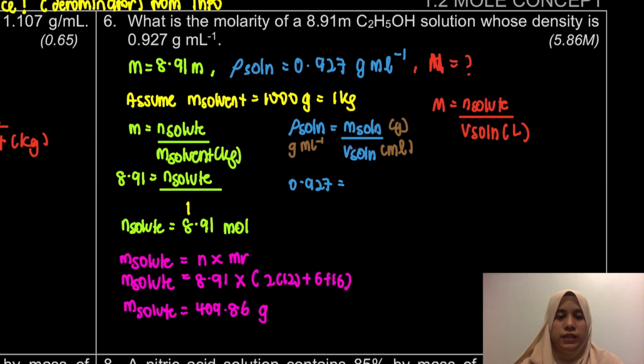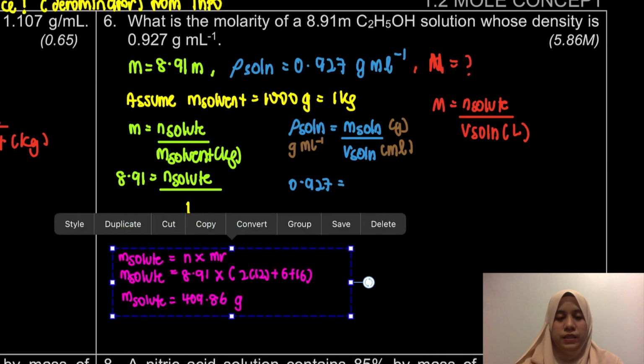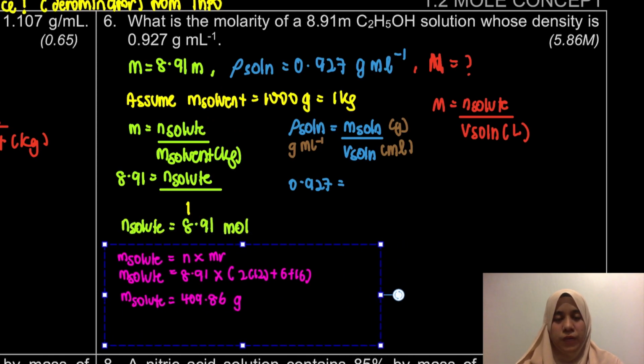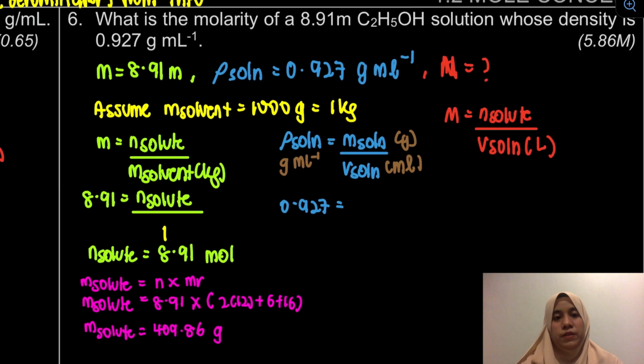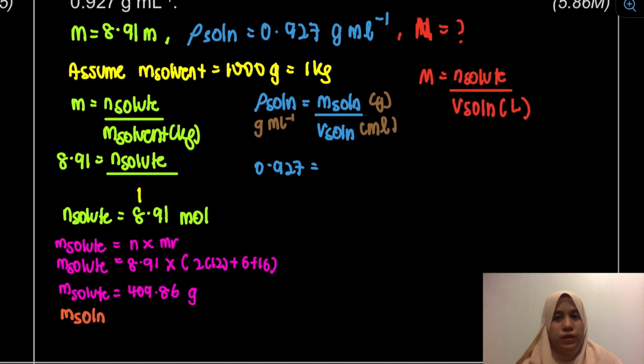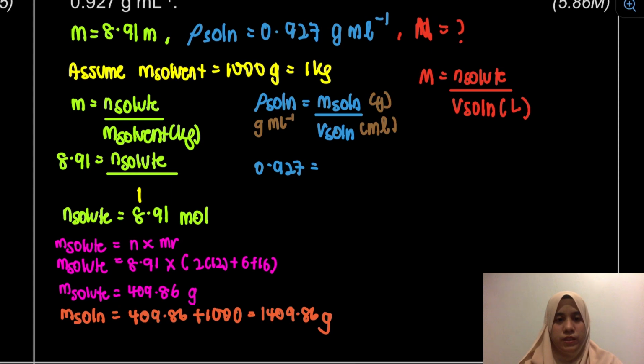Okay, so we need to find the mass of solution. Mass of solution is actually mass of solute plus solvent. The mass of solvent, if you still remember, we assumed in the first part it's 1000 gram. So make sure the units are the same, which is in gram. So this is the mass of solution. Everything we do in gram, so we can substitute straight away in the formula.